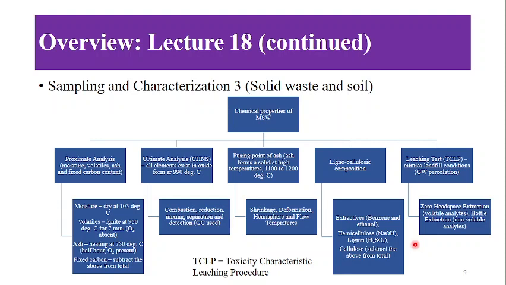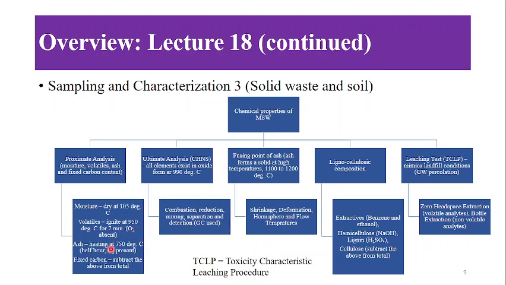The chemical properties of municipal solid waste can be quantified by different methods. First is proximate analysis. Proximate analysis gives the different types of materials present in your solid waste, such as the volatiles, the ash, the moisture content and the fixed carbon content. The procedure for that is, for moisture content, you dry the sample at 105 degrees Celsius, which removes the moisture present. After this drying, you ignite the sample at 950 degrees Celsius for 7 minutes in the absence of oxygen.